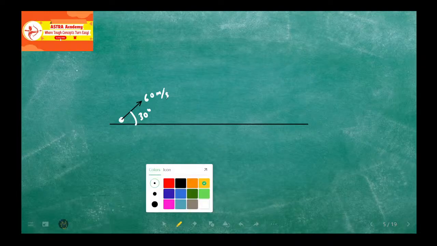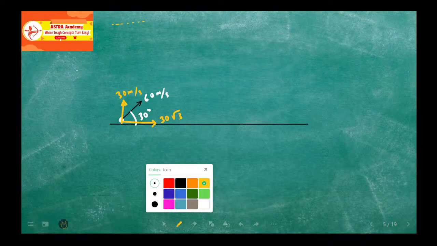Yes, time of flight, maximum height, range. So I'm breaking this velocity into two components. 60 cos 30. What is cos 30? 60 cos 30 is how much? Root 3 by 2. 60 times root 3 by 2 is 30 root 3. Yes or no? And this is 60 sin 30, that is 30 meter per second.